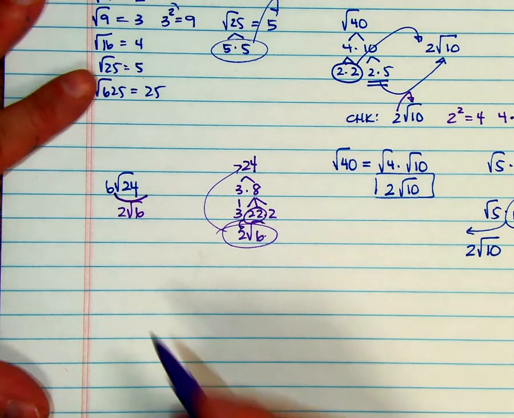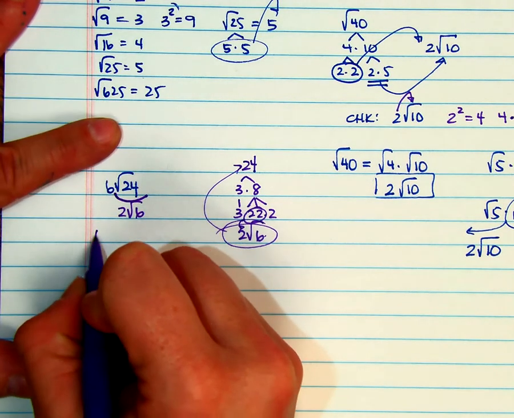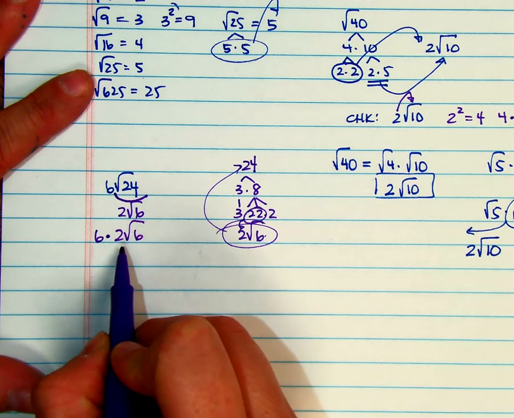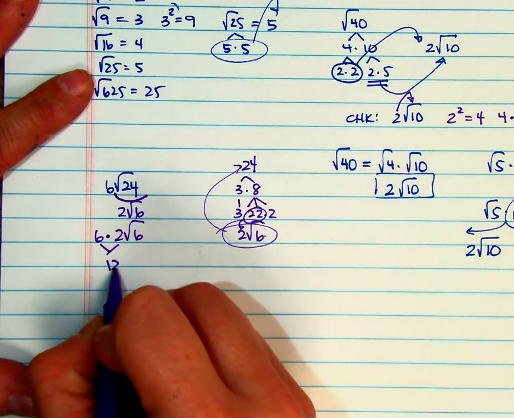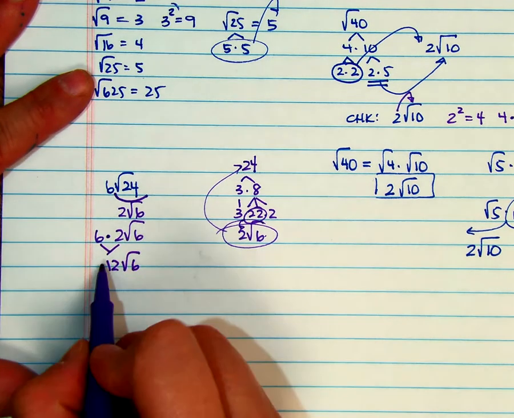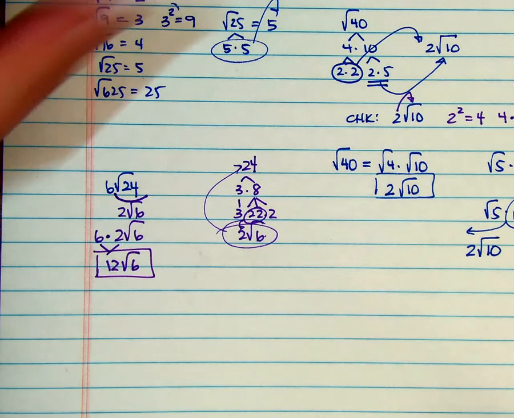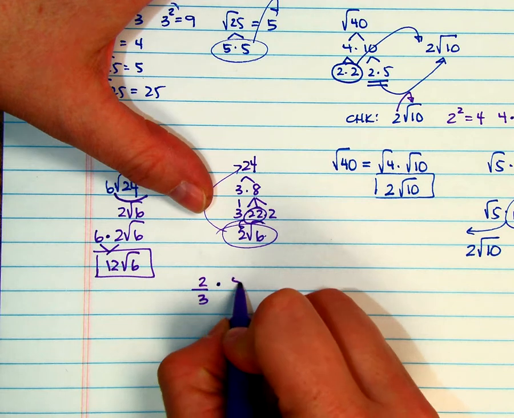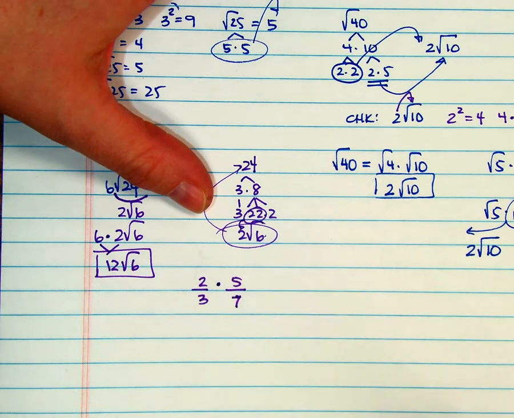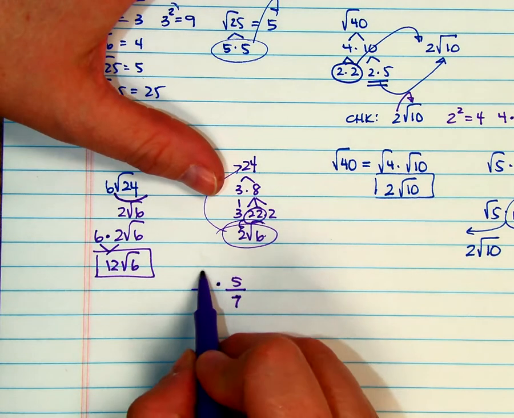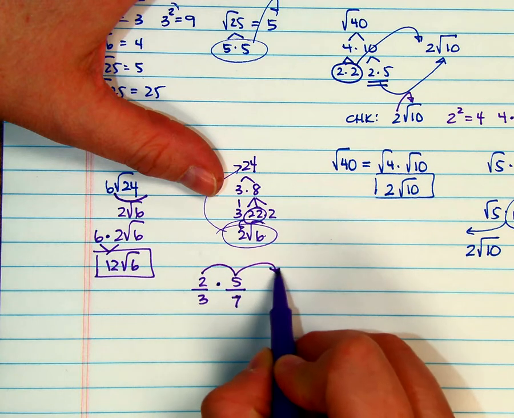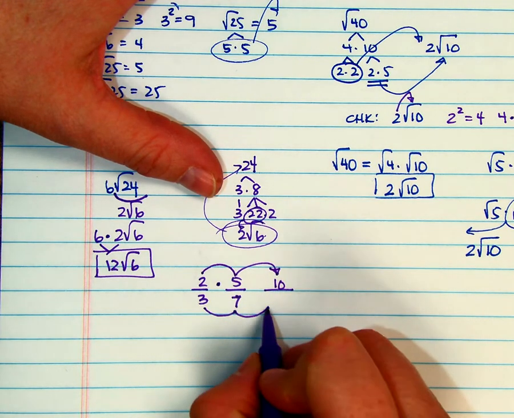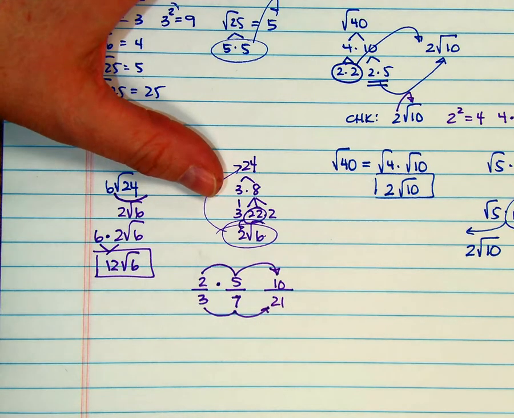So if I want to take the time, you need to recognize that this is the same thing as 6 times 2 radical 6. Both of these numbers are outside the radical, so I can write that as 12 radical 6. The reason why I relate it to fractions is because if you have 2/3 times 5/7, you multiply numerator times numerator, which gives you a new numerator. Denominator times denominator gives you a new denominator.